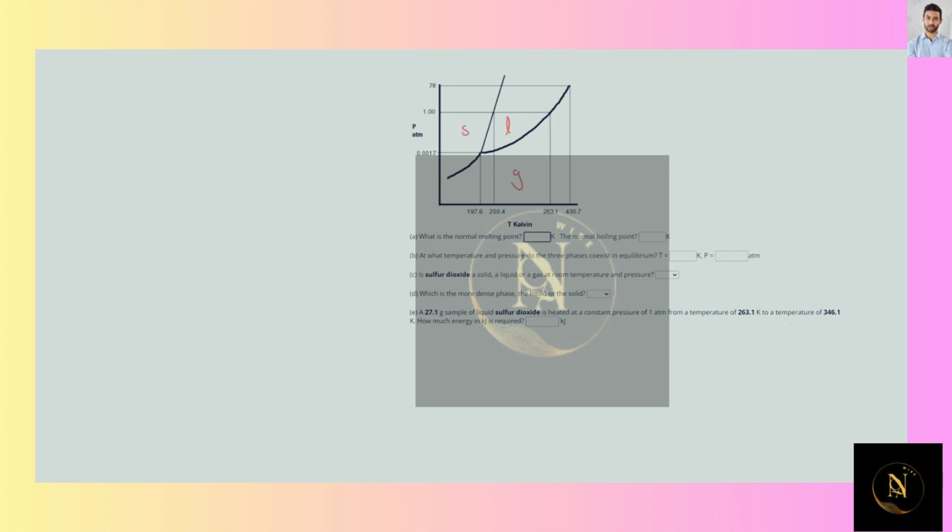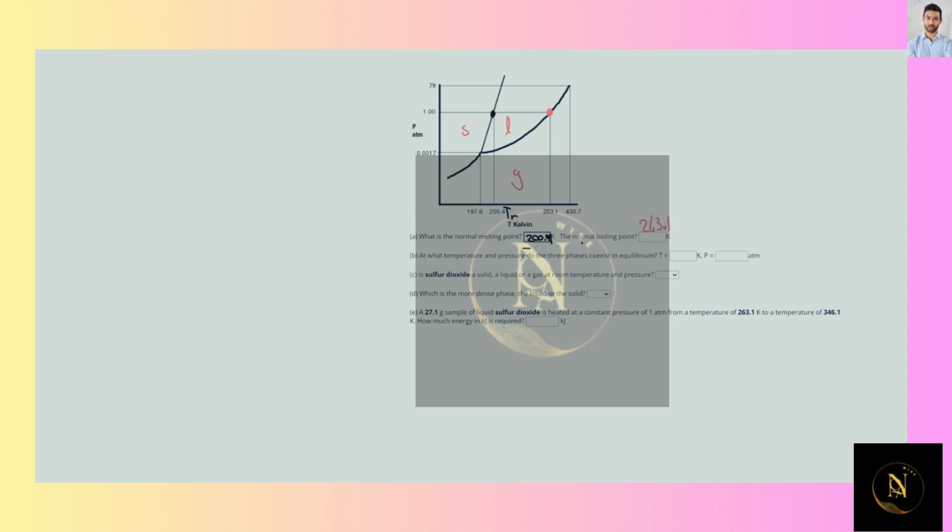What is going to be the normal melting point, going from solid to liquid at 1 atmosphere? This is going to correspond to the temperature over here. This is going to be the melting point, so the temperature corresponds to 200.4 Kelvin. The normal boiling point is going to correspond to, at 1 atmosphere, the transition between liquid and gas, so this is going to be equal to 263.1 Kelvin.